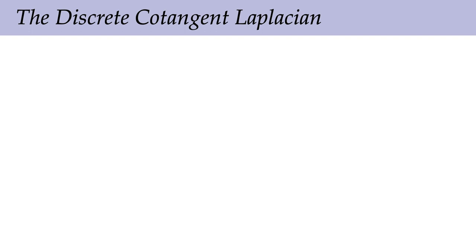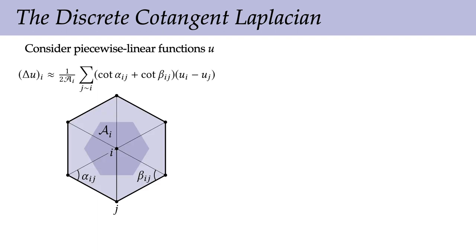A very natural choice is what's known as the cotangent Laplacian. If we consider a piecewise linear function u on a mesh, then the Laplacian of u can be represented as another piecewise linear function given by this formula.